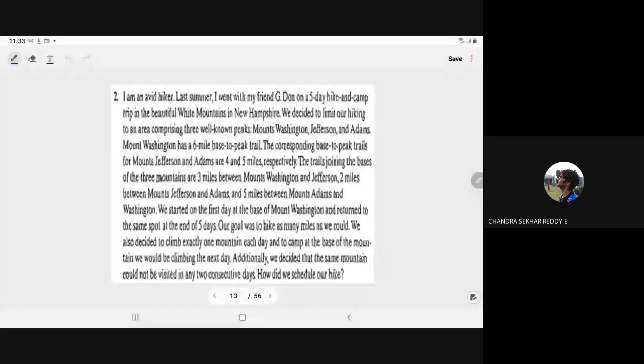Our goal is to hike as many miles as we could. So here we want to maximize the total distance covered in 5 days. We also decide to climb exactly one mountain each day. So that is a restriction. On each day, they can travel only one mountain, and camp at the base of the mountain we would be climbing on the next day.